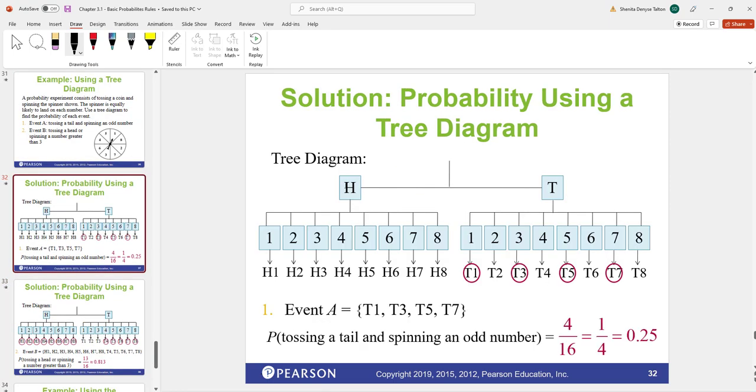So you can get a head or a tail, and then when you spin the spinner, you can get 1 through 8. So you can toss a head and get a 1 on the spinner, or you can get a head and get a 2 on the spinner, all the way up to 8. Same thing for tail. You can toss the coin and get a tail and get a 1 on the spinner, a tail and get a 2 on the spinner, so on all the way to 8.